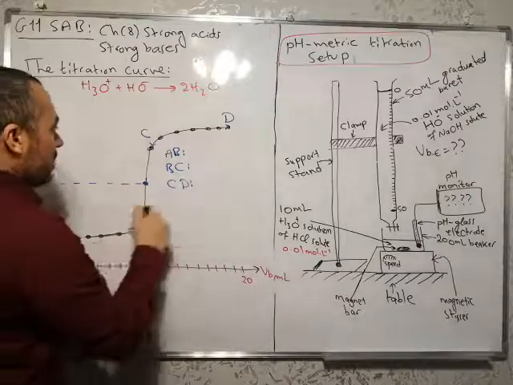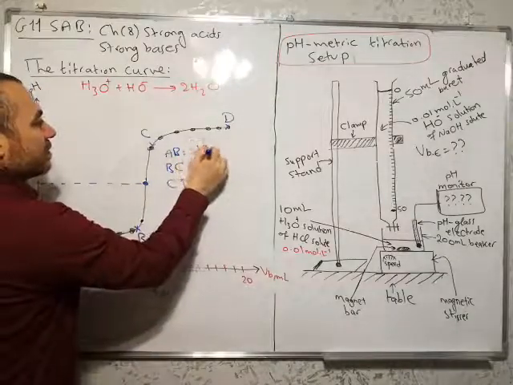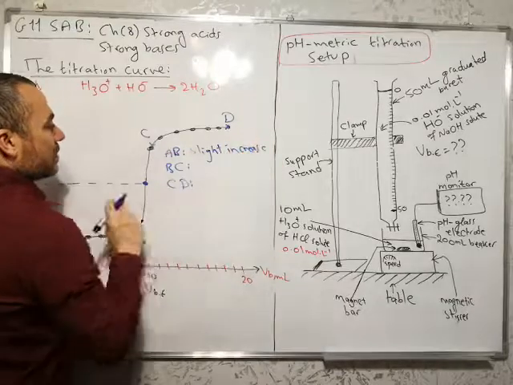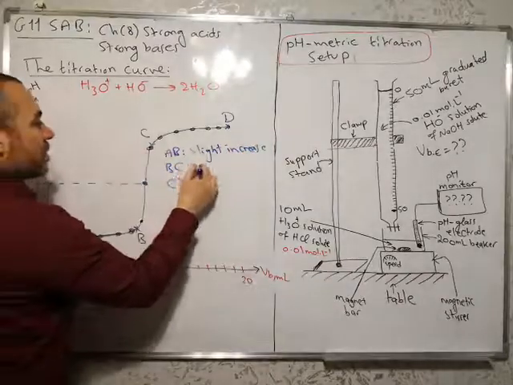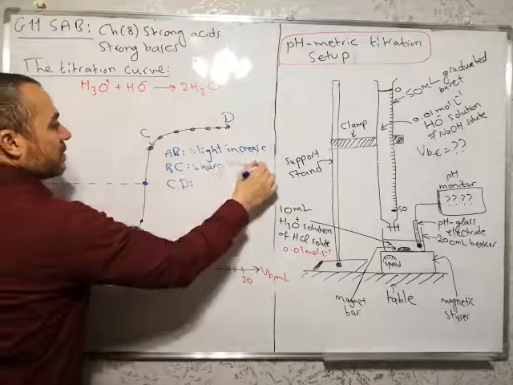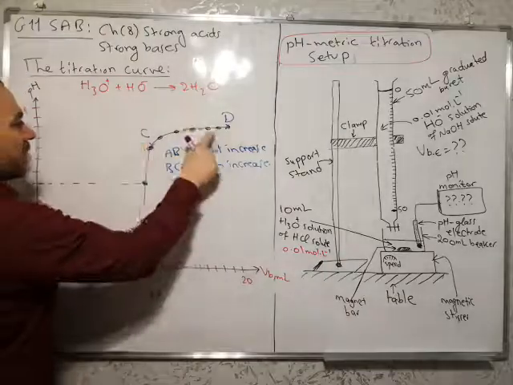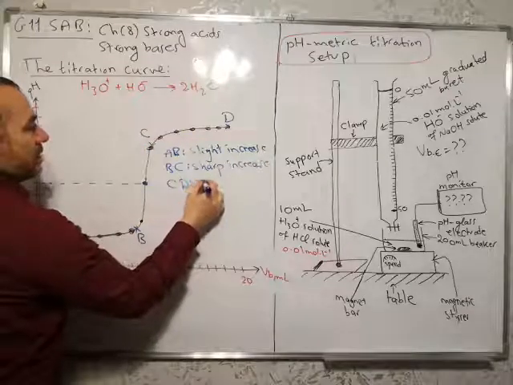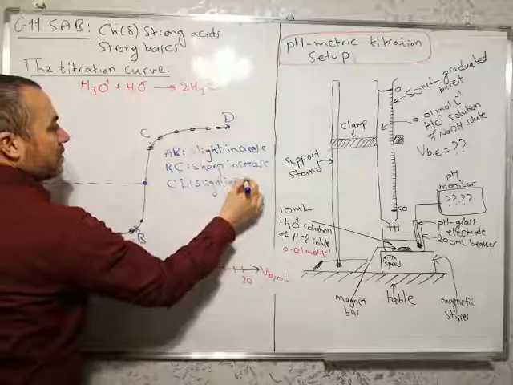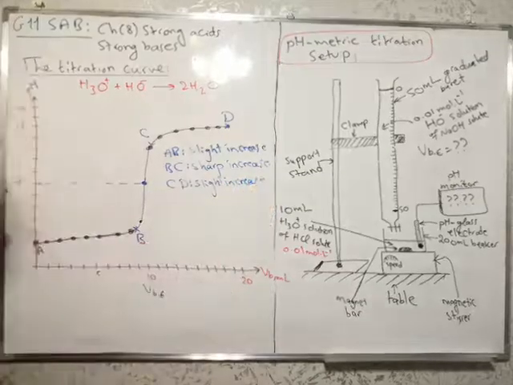So part AB, slight increase, part BC, sharp increase, while part CD, slight increase again.